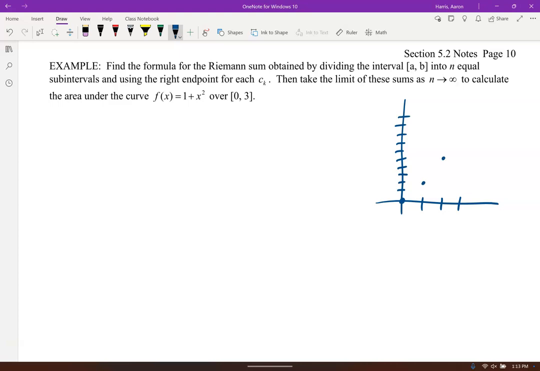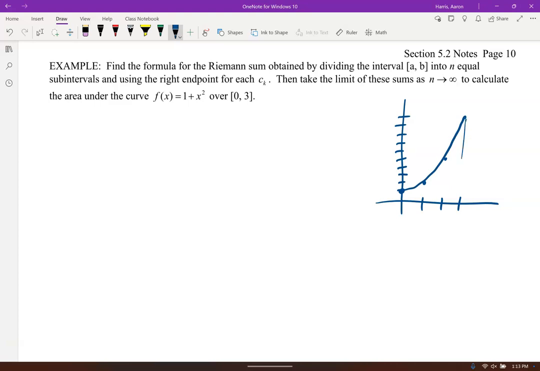Two comma 5, 3 comma 10. So this is kind of that 1 plus x squared. Whoops, I did that wrong. I'm sorry. 0 comma 1. Sorry about that. 1 squared plus 1 is 2. 2 squared plus 1 is 5. 3 squared plus 1 is 10. There we go.